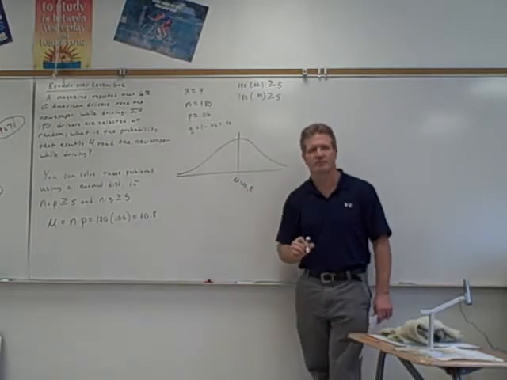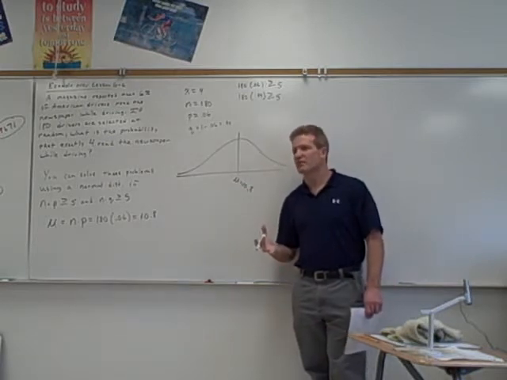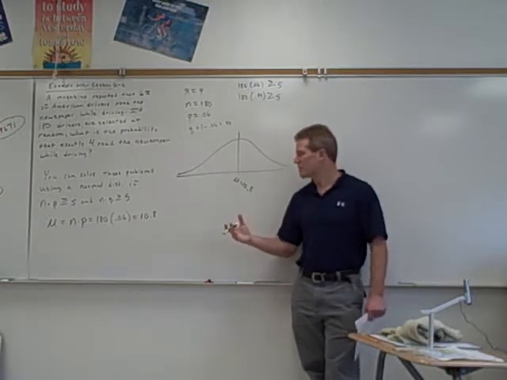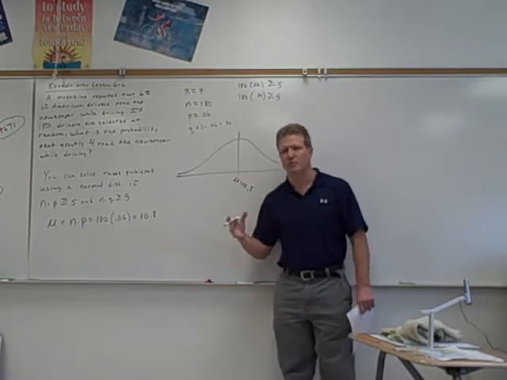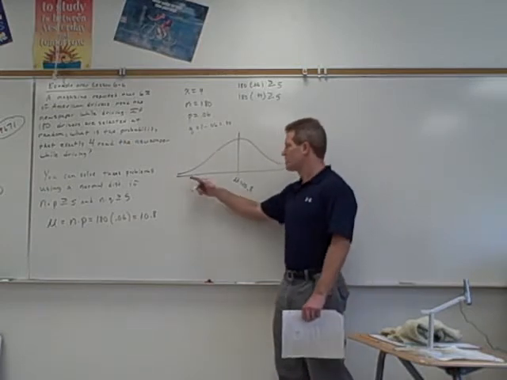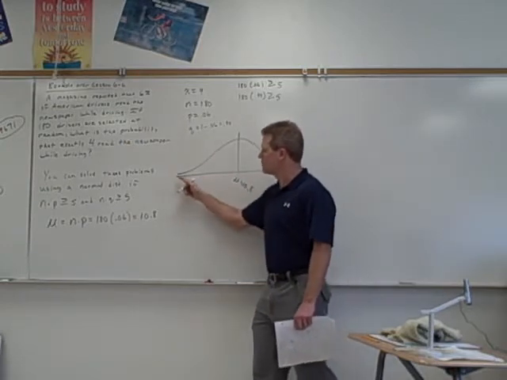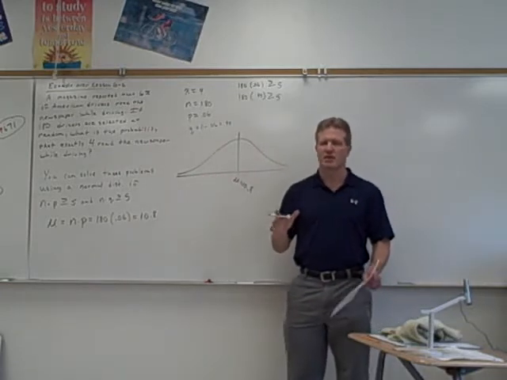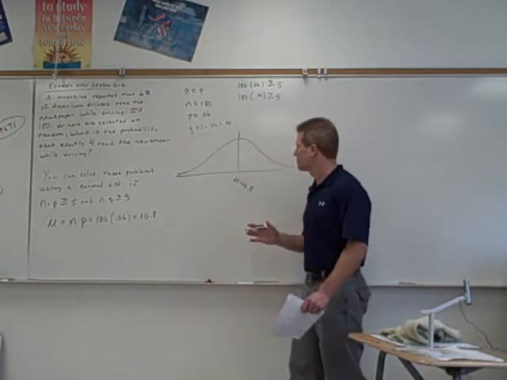So on average, if you have 180 drivers, on average, 10.8 of them are going to read the newspaper. Now I realize you can't have 10.8 drivers. You either got to have 10 or 11 or 12, right? We're dealing with a discrete variable. Number of drivers is discrete. It's countable. But we're dealing with a continuous curve and a continuous number line where you can have decimals on it.